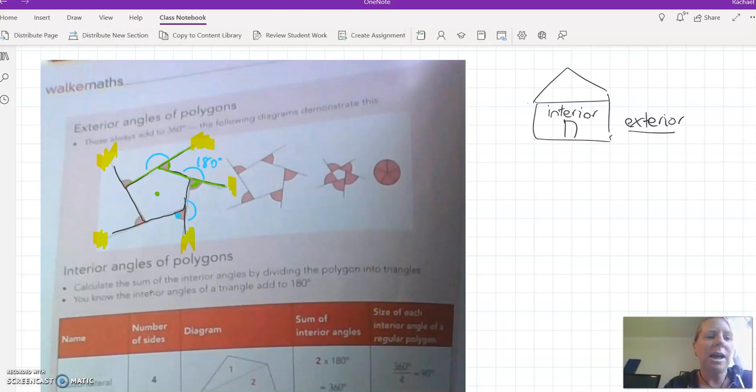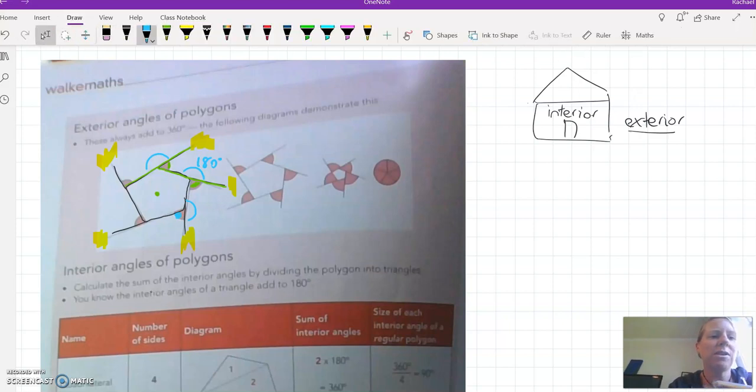Oops. Oh, did that in blue. What's happening here? I'm clicking on different things.